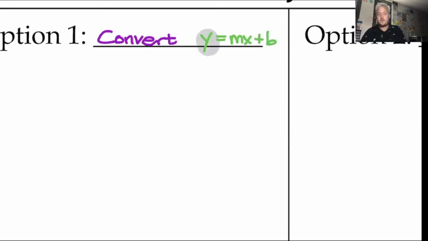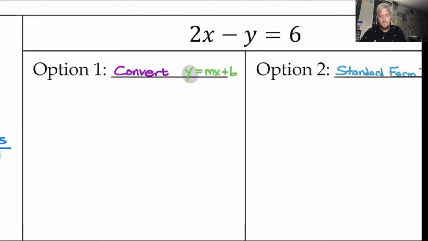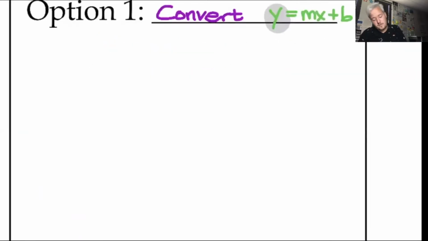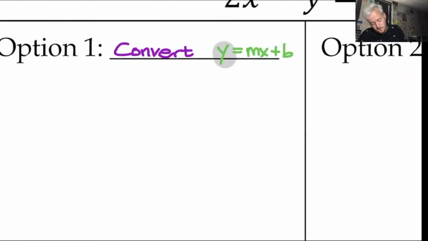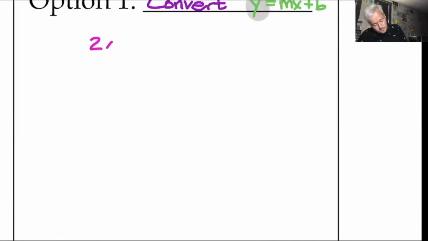So what we're doing is solving for y. We're getting y by itself. If you think back to literal equations that we did in Unit 1, or even just aspects of solving for y, this is essentially what we're doing again. So I'm going to start with my equation. I have 2x minus y equals 6. I want to solve this for y.